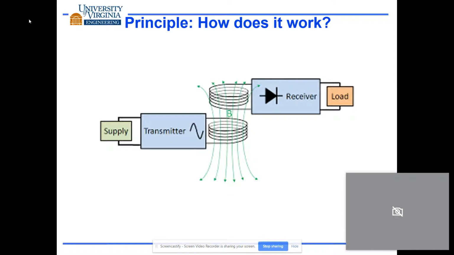In your transmitting and receiver ends, you would have pretty much an RLC circuit with each respective parameter in each different receiving and transmitting end. And you have the inductive coupling represented by the fields going in between the two coils of wire.